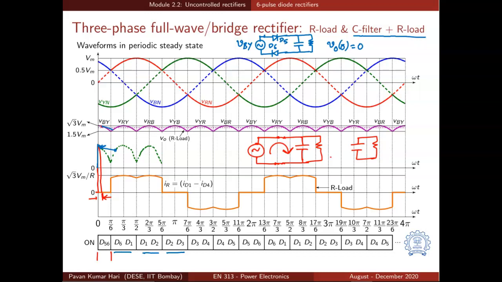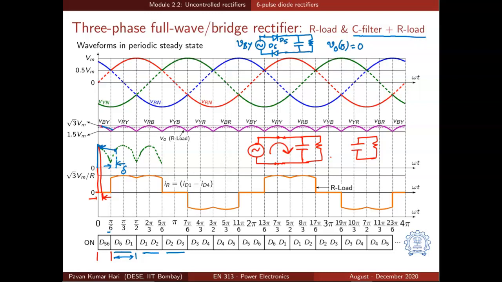And now D6 can continue to conduct and D1 can come in, because D6, D1 are the possible candidates for conduction in this interval. But they won't start conducting immediately at 30 degrees as in the case of R load. Now they will start conducting at an angle pi by 6 plus delta.